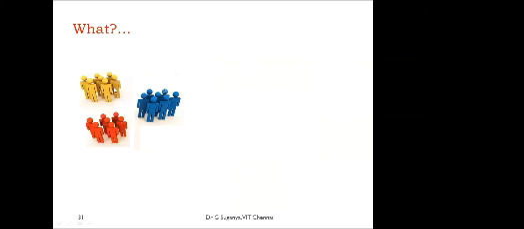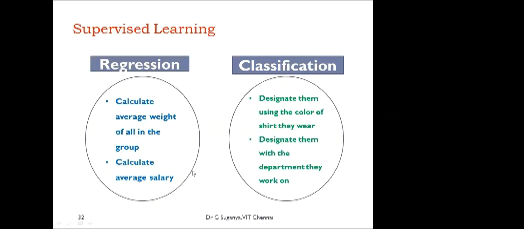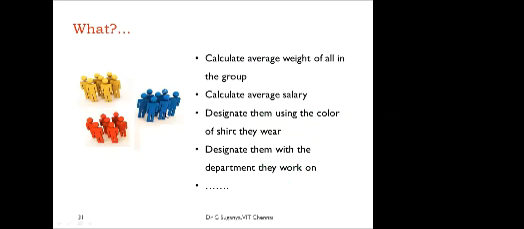Okay, so when you look at this, what kind of different operations can you do, since it is categorized? Okay, this is categorized into yellow color, this is blue, and this is red. We can calculate the average weight of all in a particular group. How does this group get formed? It is based on the color again. Then you may calculate the average salary for this group. Okay, you can designate the group with the shirt. We see blue may refer to hospitality, red may refer to the electrical department, yellow may refer to reception. Okay, like how you want, you can have.